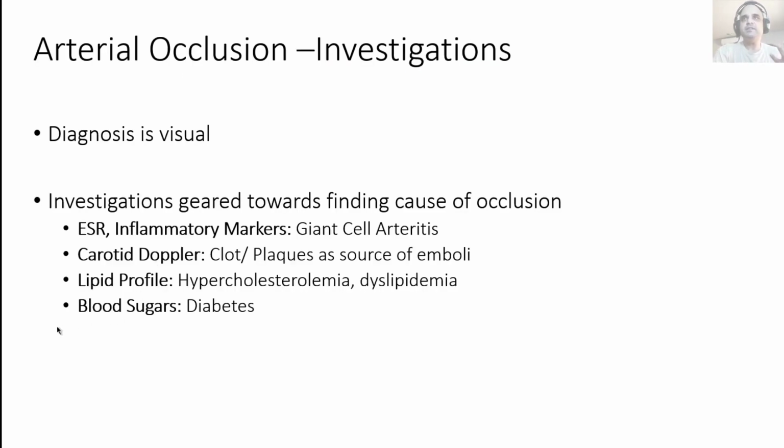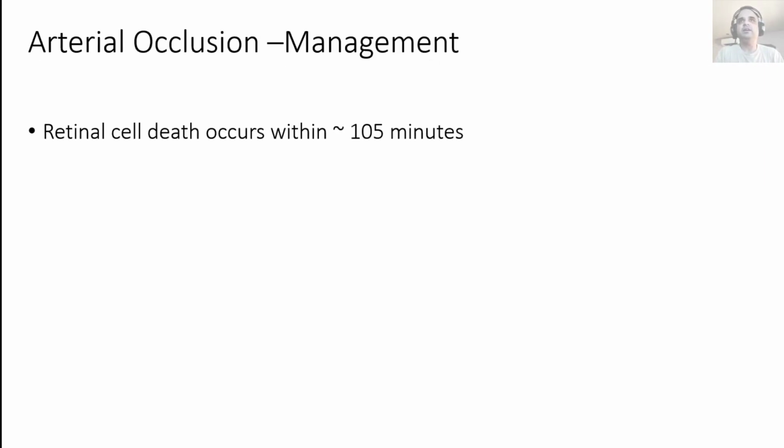So investigations, as I said, you really don't need any investigations to figure out that you have had a central retinal artery or a branch retinal artery occlusion because it's visual. However, you do need to investigate to find out why that happened. So you need ESR and inflammatory markers if you're looking for giant cell arteritis, carotid Doppler if you're looking for clots or plaques that can form emboli, lipid profile, blood sugars, amongst others that you might find depending upon the risk factors that you see.